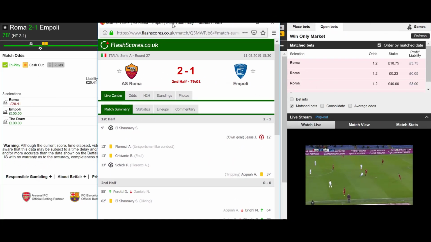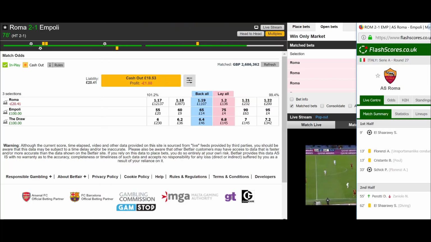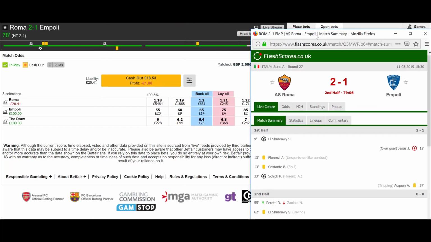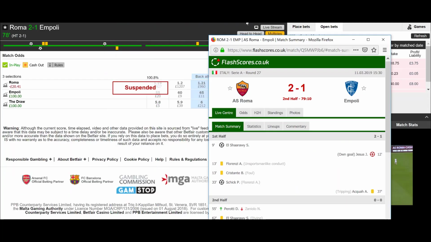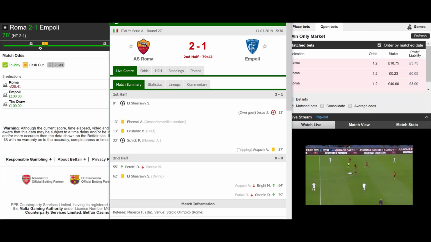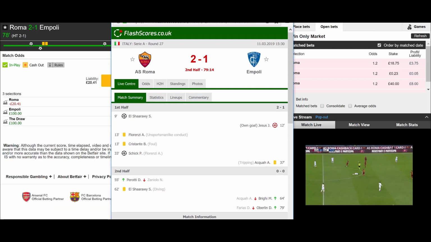So we just got involved in this match here. This is Roma against Empoli. Roma are leading 2-1. We just laid them here at 1.2 for £100. So it's £20 risk in the market. And obviously, look, this is a strong favourite, Roma. And what's happened here? Is that a red card?